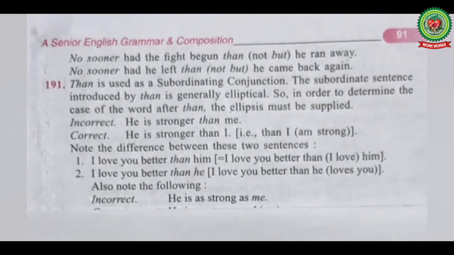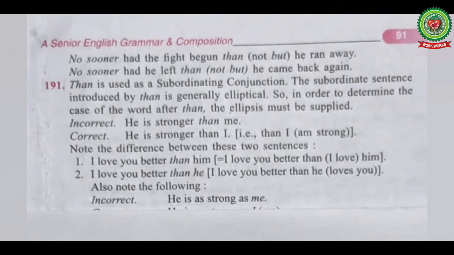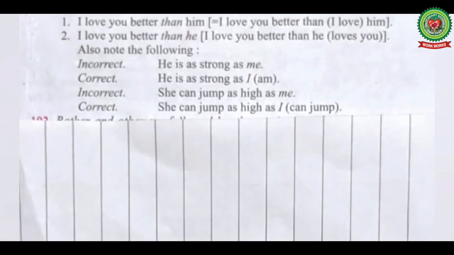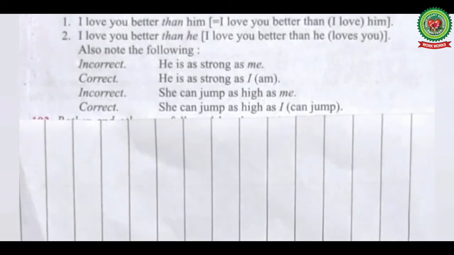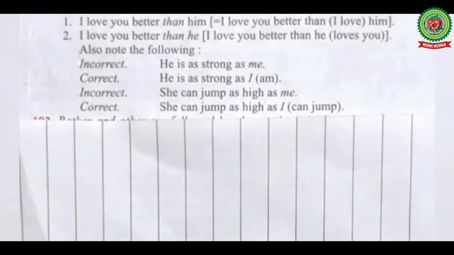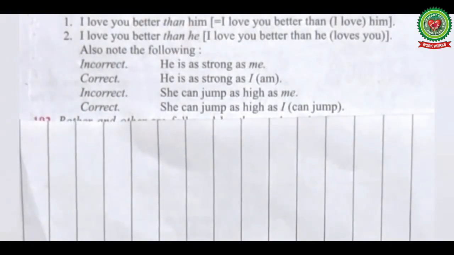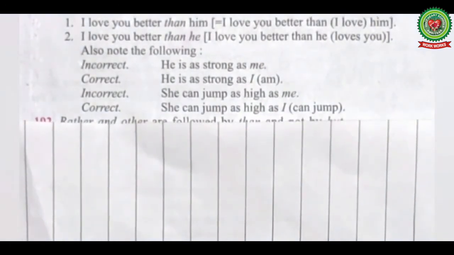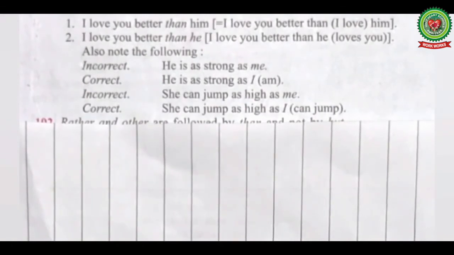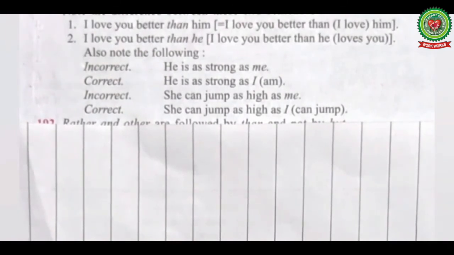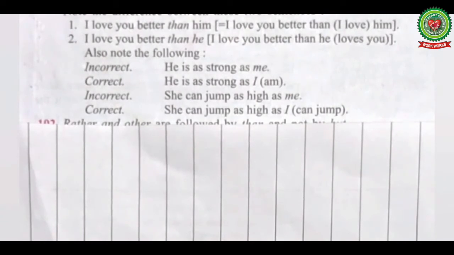See the next examples. He is as strong as me. The pronoun that is placed after as must be in the same case as the pronoun before as. So the pronoun after as must be in the subjective case. What is the subjective case of me? That is I. So the correct answer will be he is as strong as I. Look at this statement. She can jump as high as me. Here also we will use subjective case. So the correct answer will be she can jump as high as I.